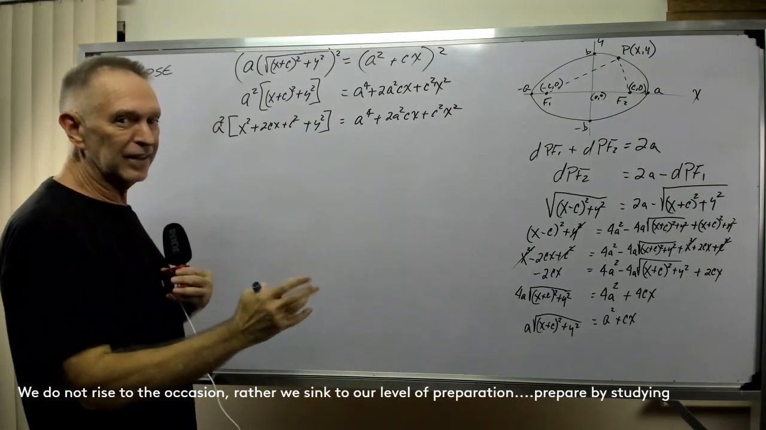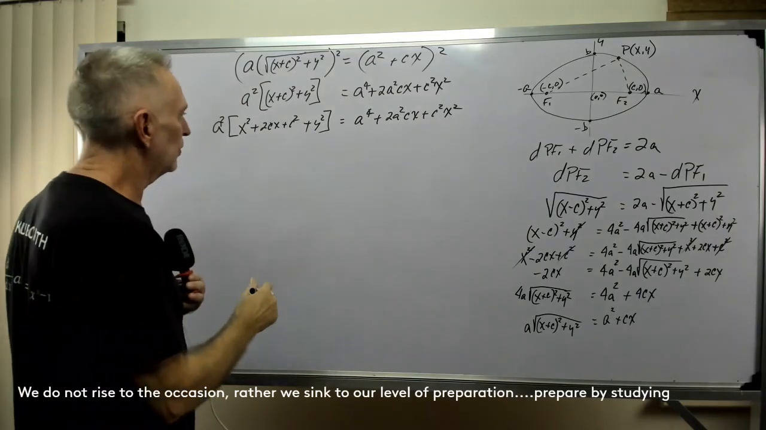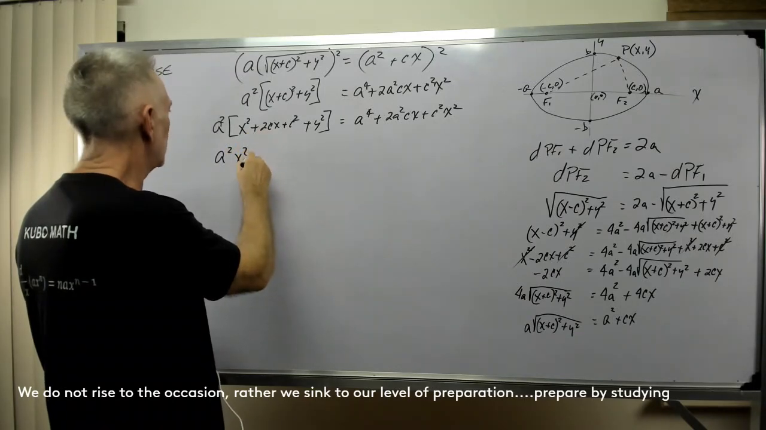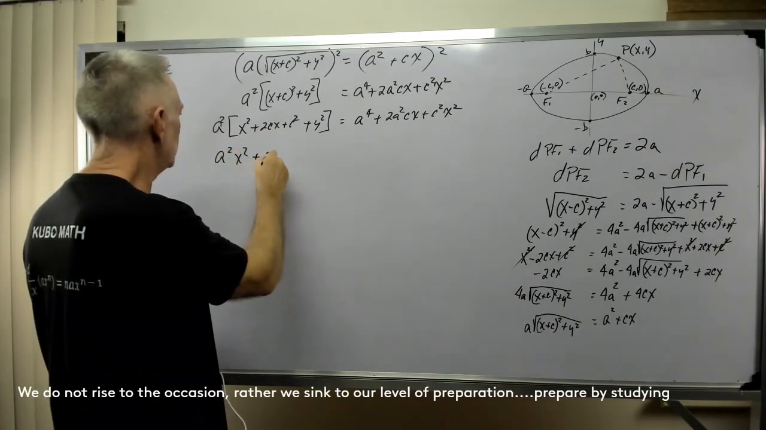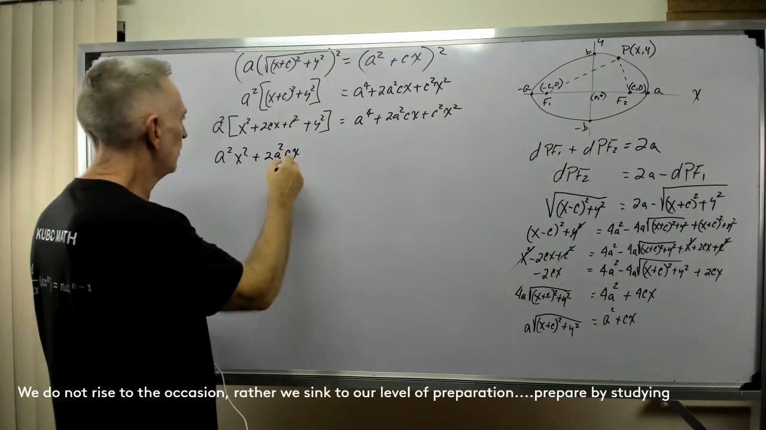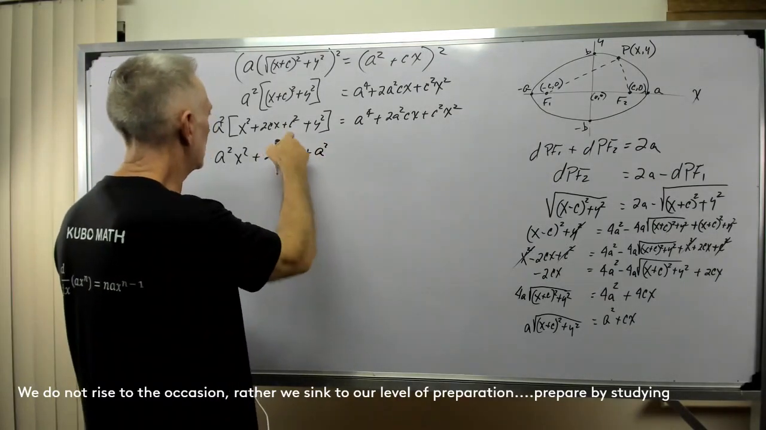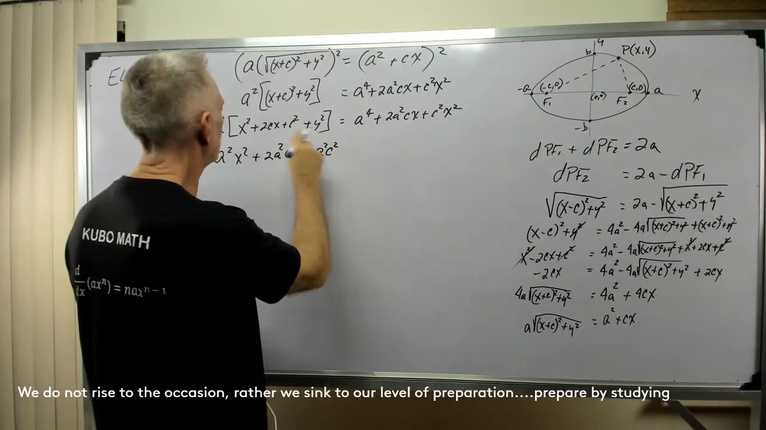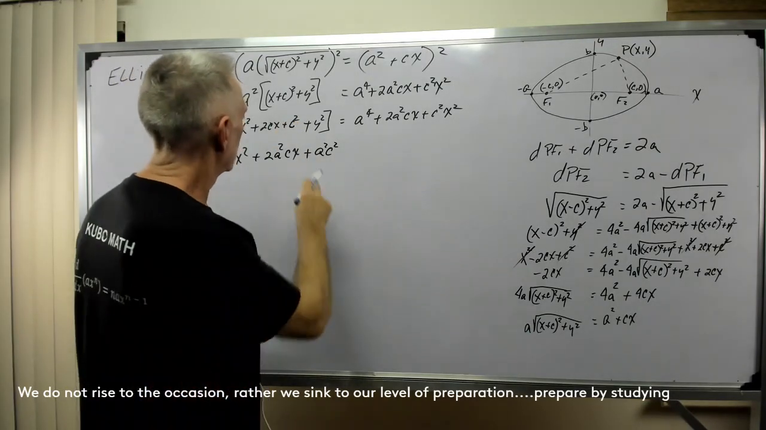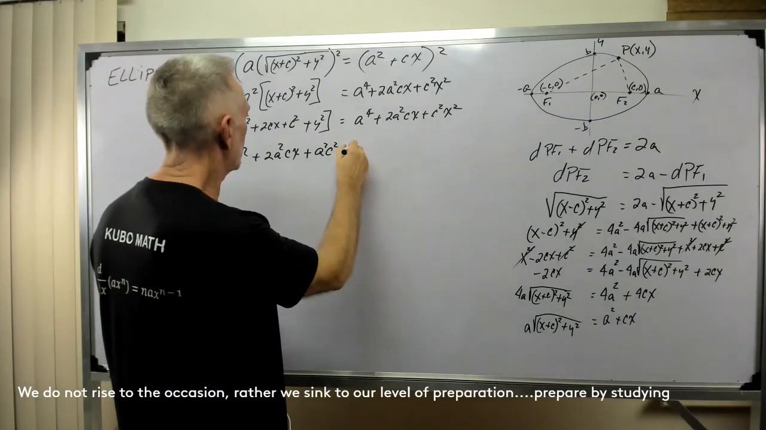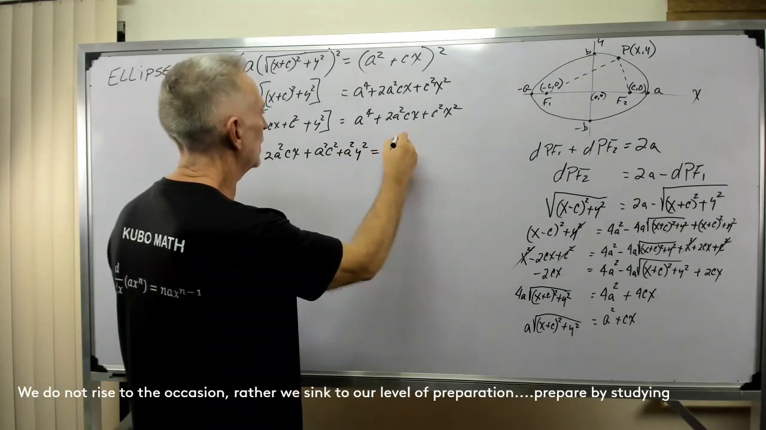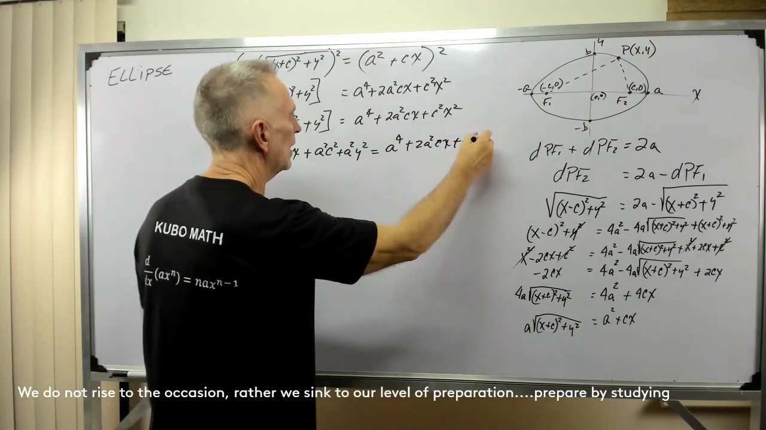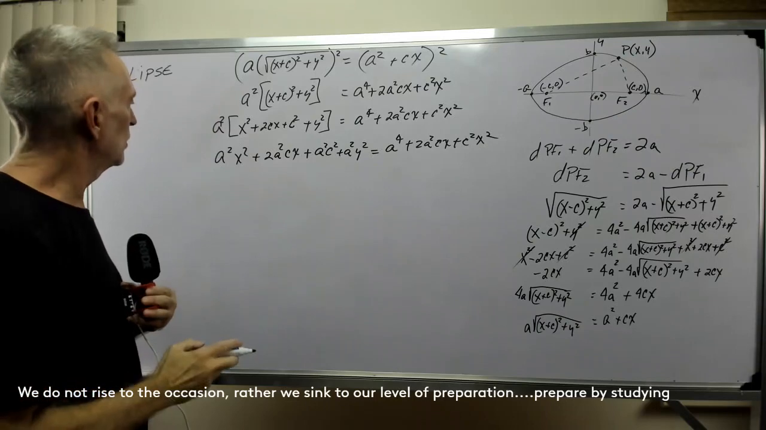Okay, now then, let's distribute the a squared to the inside. We have a squared x squared, and then a squared times 2cx gives me 2a squared cx plus a squared times c squared. Couldn't read my own writing there. A squared c squared plus a squared y squared, and that equals a to the fourth plus 2a squared cx plus c squared x squared. Man, what to do with that?